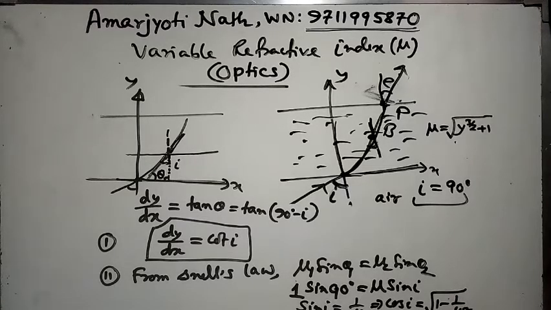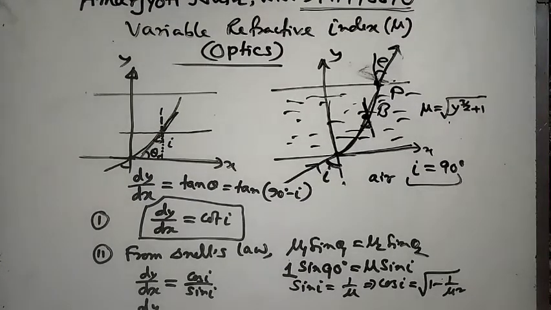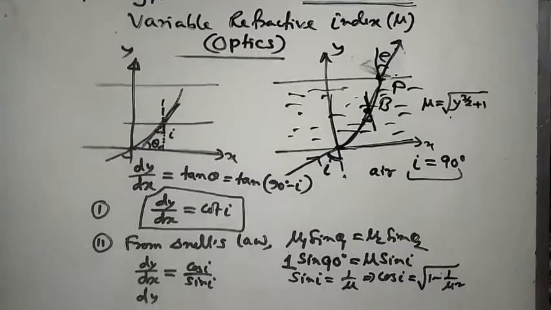What I am calculating is cos I, because sin I upon cos I is tan I, and it will be of help here. So now again what I am getting is dy upon dx equals cot I. Cot I means cos I upon sin I. Okay, so dy upon dx.